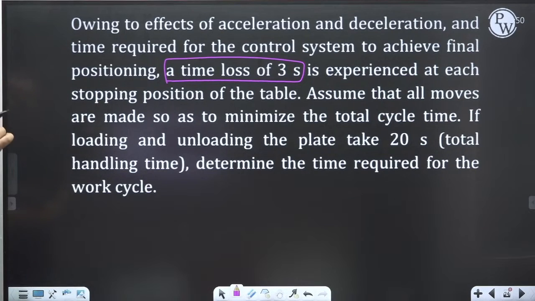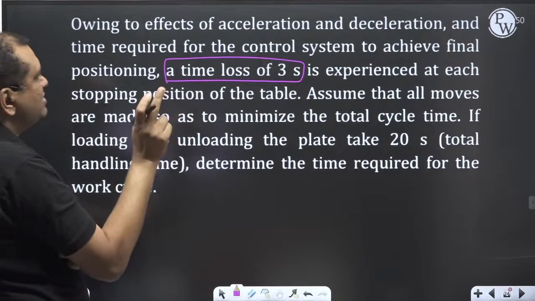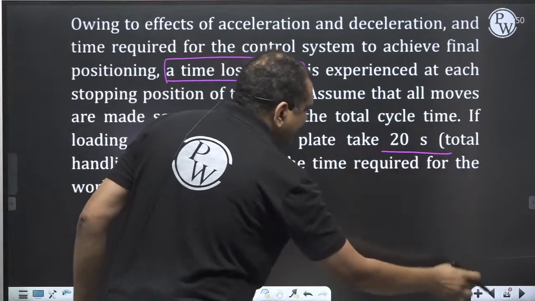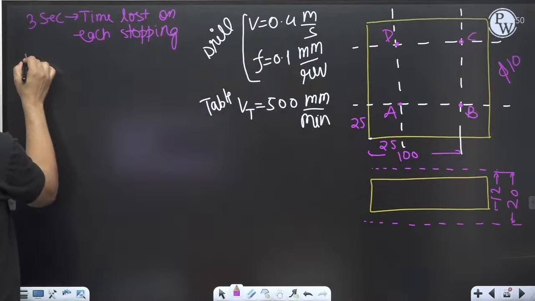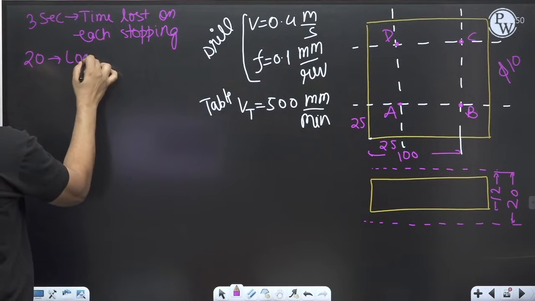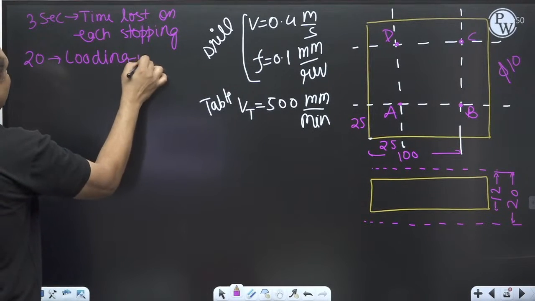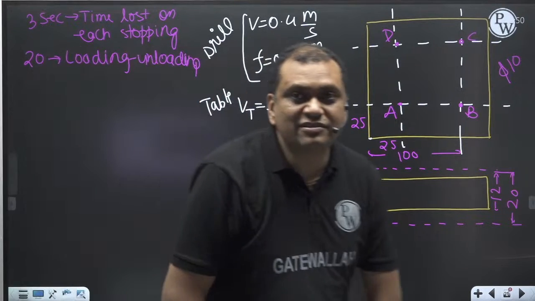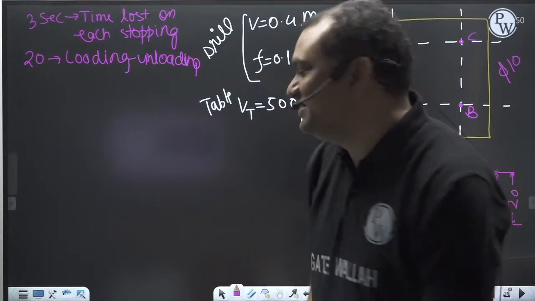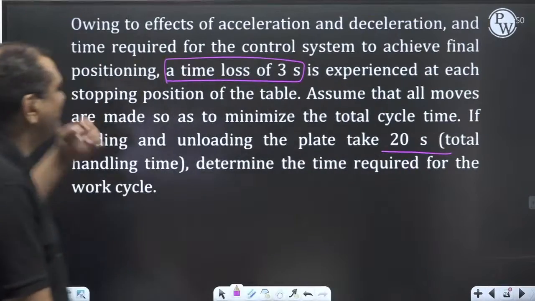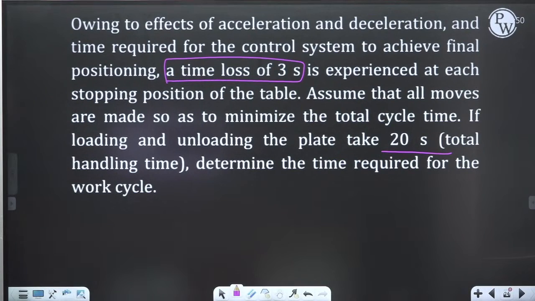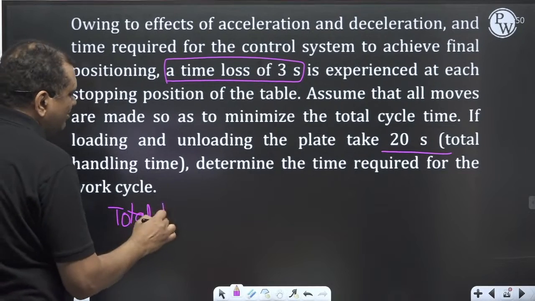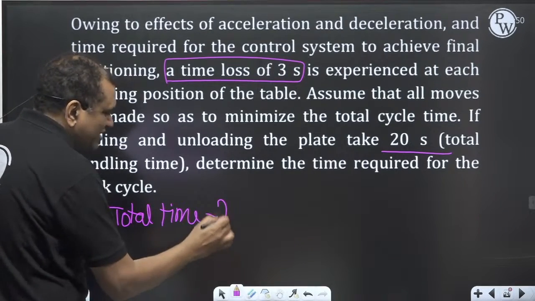Assume that all moves are made so as to minimize the total cycle time. If the loading and unloading of the plate takes 20 seconds, 20 seconds is loading, unloading. Like in the last problem also we have discussed loading and unloading. Here also. Determine the time required for the work cycle. Total time, the question is asking.